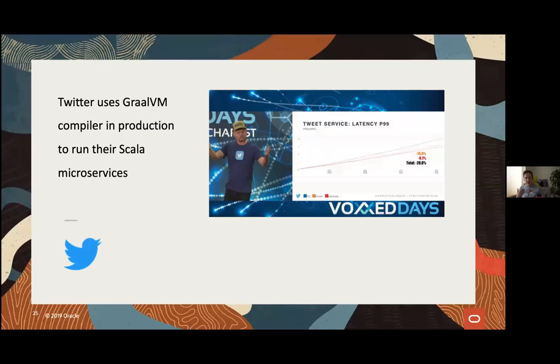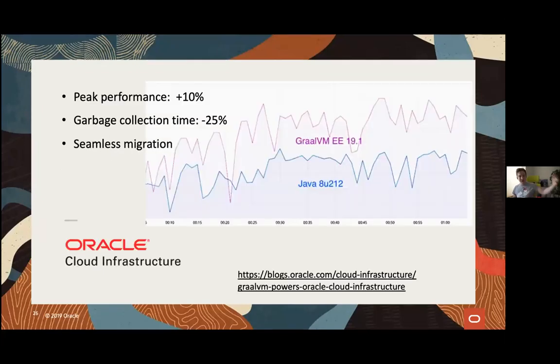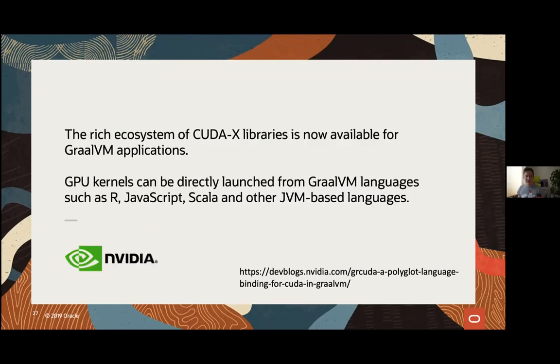Right. So Twitter is using GraalVM Compiler in production, running their Scala microservices. Oracle Cloud Infrastructure migrated some of their Java workloads. This was quite some time ago now, more than a year ago. And they saw good benefits, less time spent in garbage collection, better performance, the migration without problems, which is very good. As I mentioned, yes, NVIDIA and the GRCUDA language. It's a very interesting experimental way to maybe access GPUs and so on.